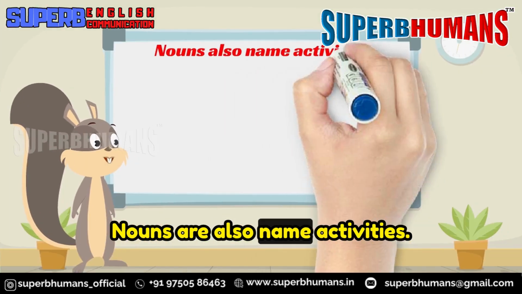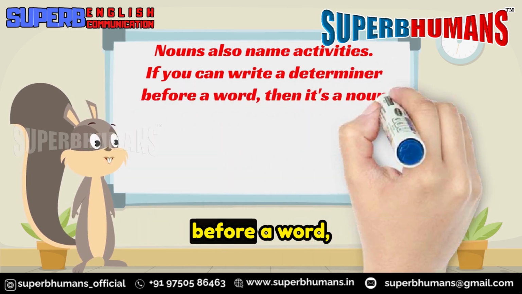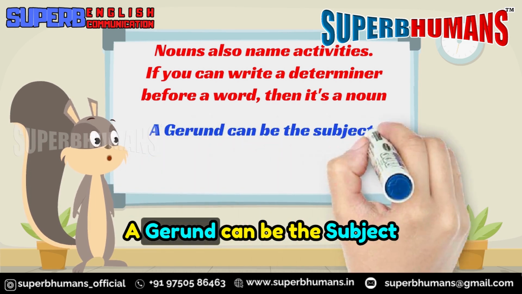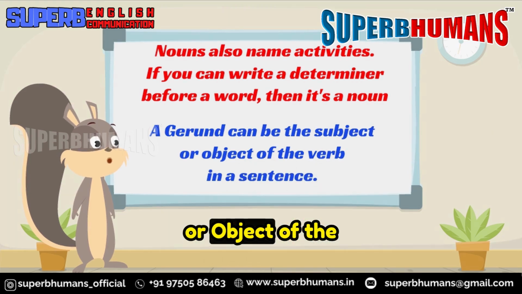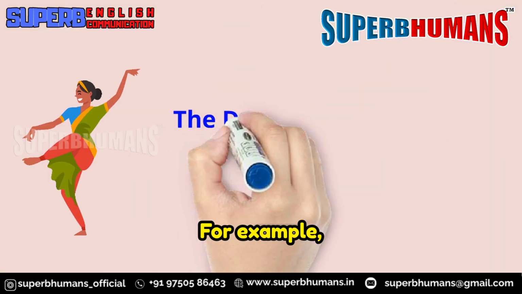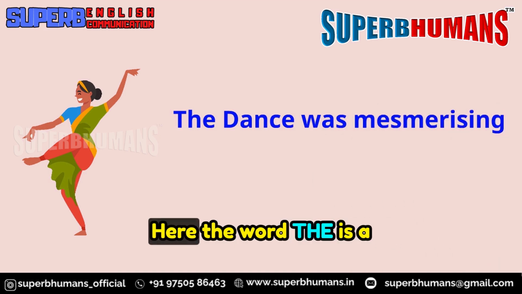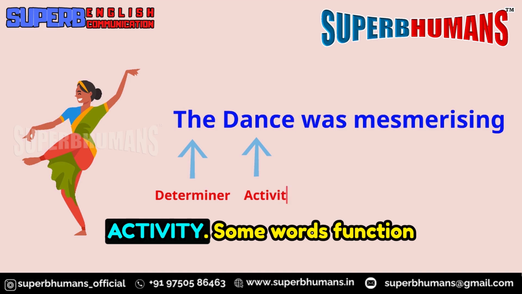Nouns also name activities. If you can write a determiner before a word, then it's a noun. For example, the dance was mesmerizing. Here the word the is a determiner and dance is an activity.